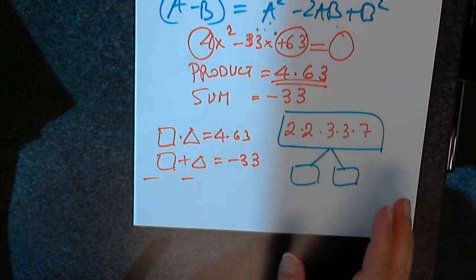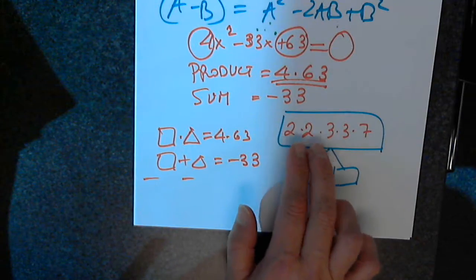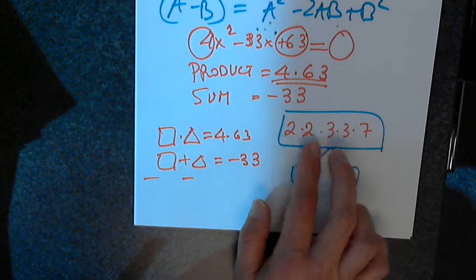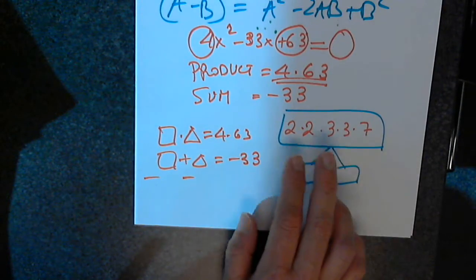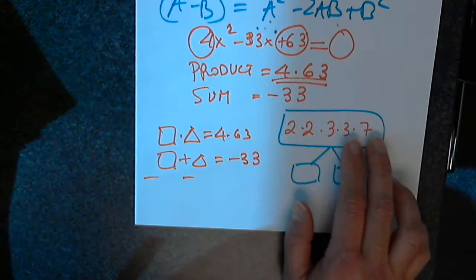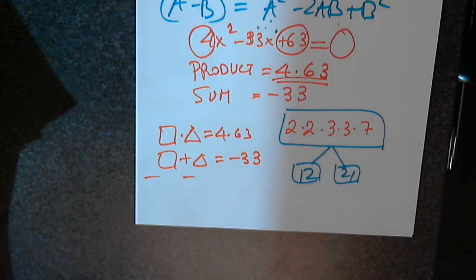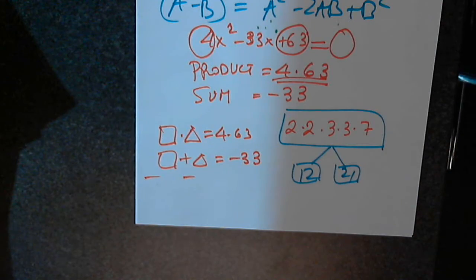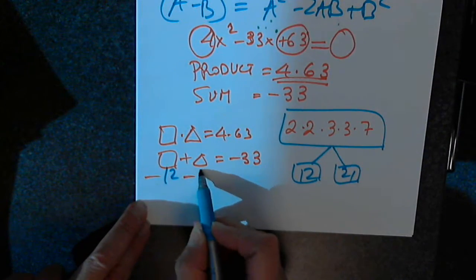So one option would be, and I already see it, this is 4 times 3, right? So that's 12, and that's 21. That's what I need, 12 and 21. When I add them up, of course they have to be both negative, but when I add them up, I get negative 33. So then 12 and 21.